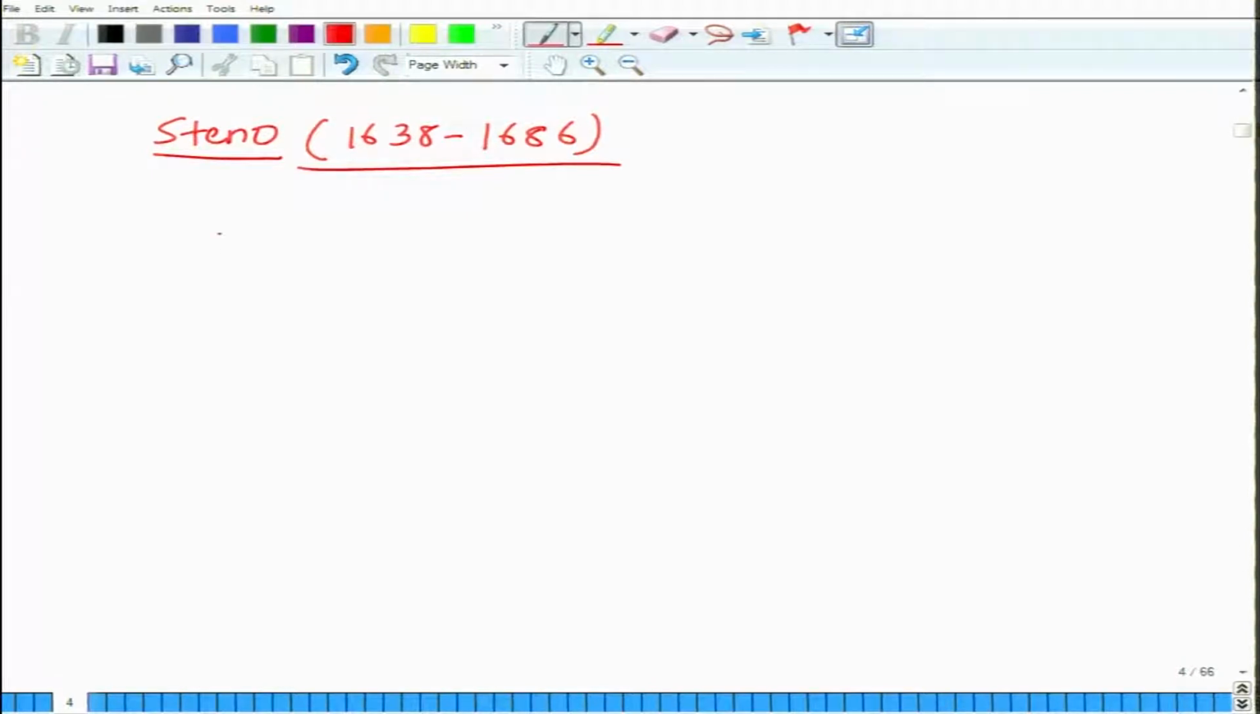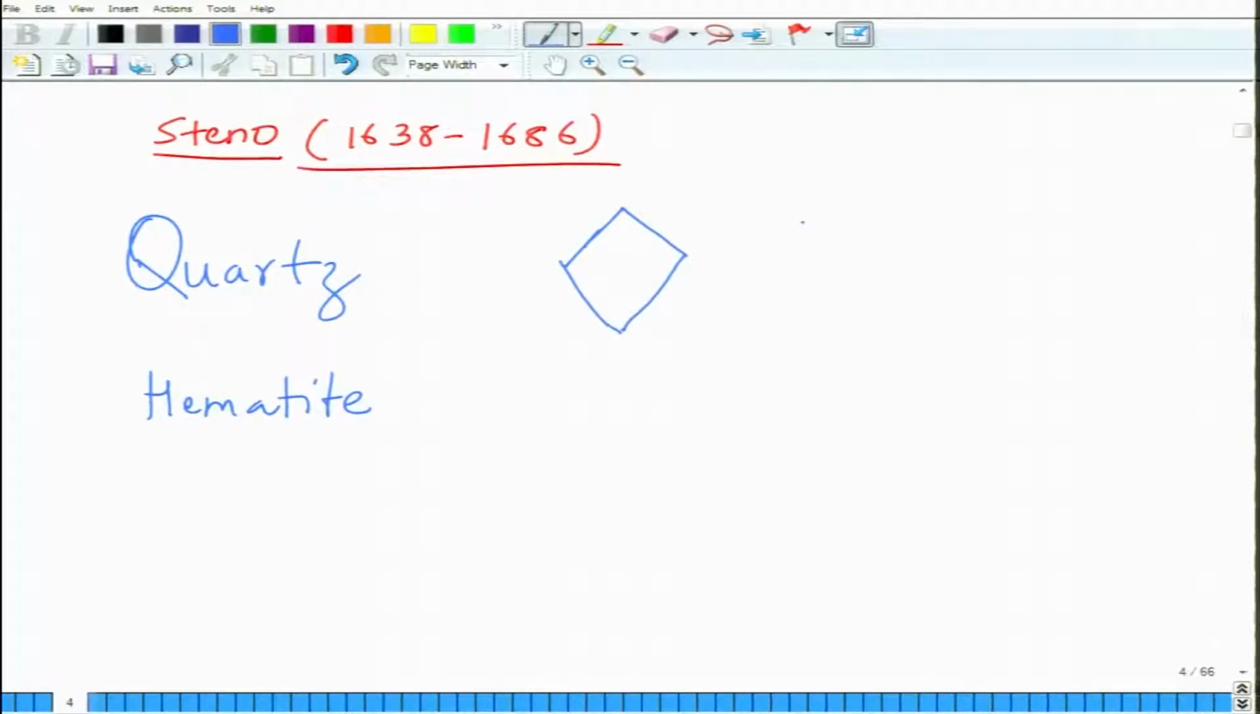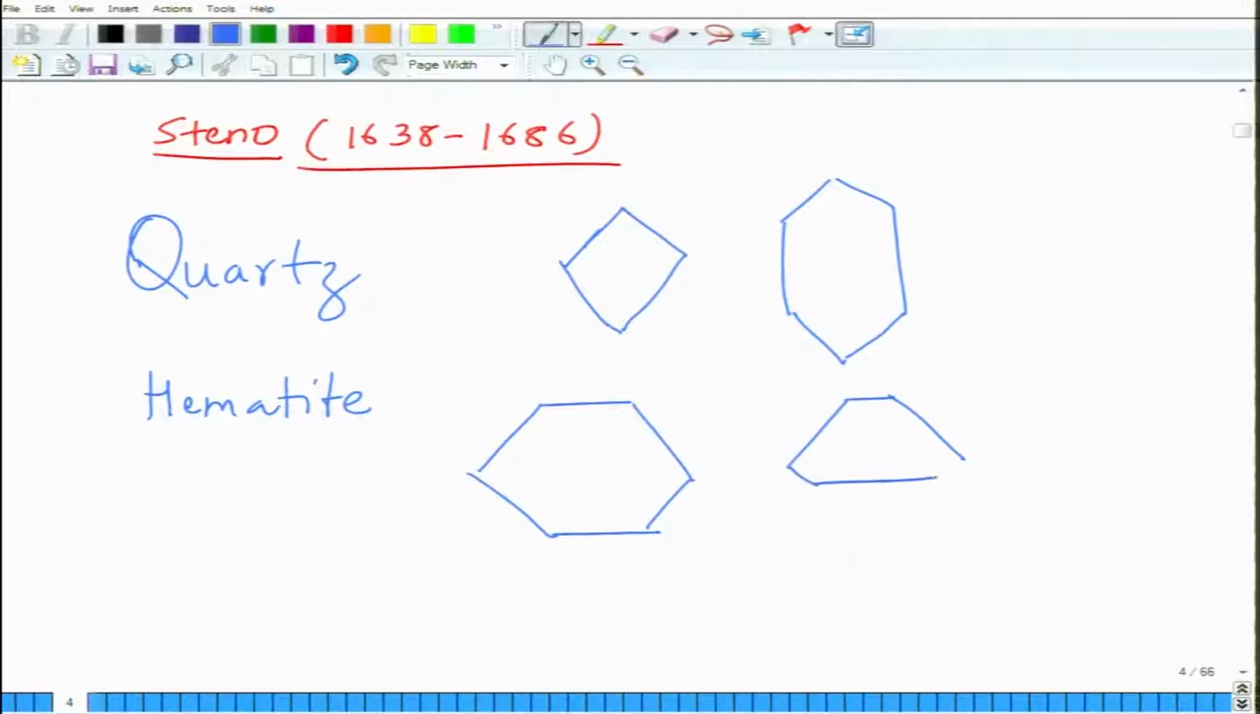He made drawings of things like quartz and hematite, and what he did was he made these kinds of drawings. He made these regular shapes. Now there are many of them he drew, not only these, so I am going to draw only a few of them.